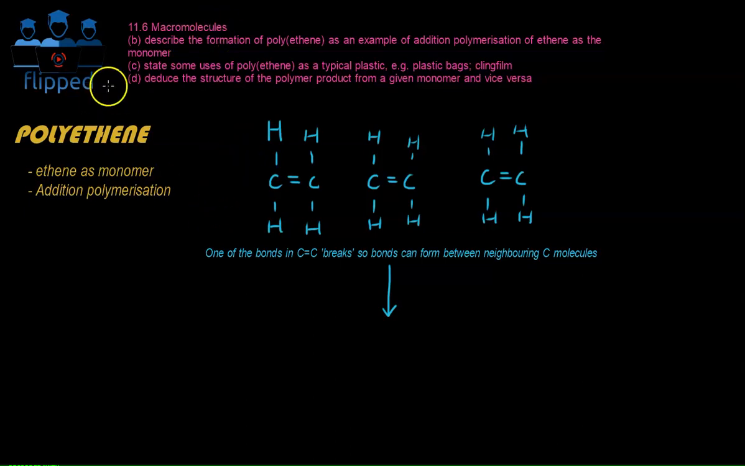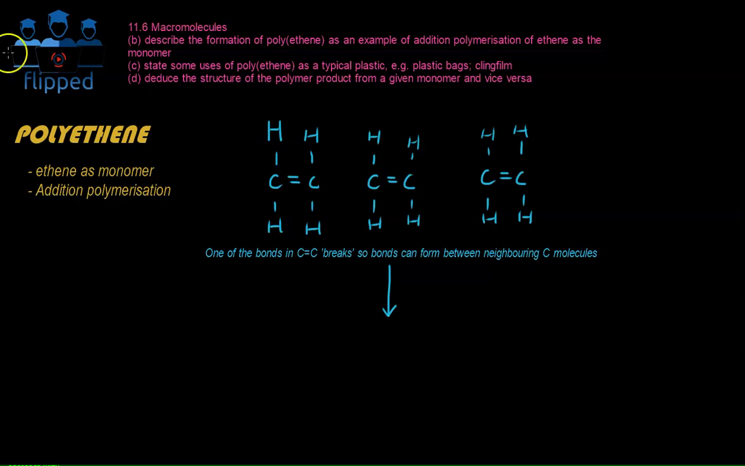So now we are on the second portion for macromolecules. Now we are describing polyethene formation as an example of addition polymerization, some uses of polyethene, and how to deduce a structure from a polymer product given a monomer and vice versa. Okay, so this is the last part we'll be talking about. So let's begin with the formation of polyethene.